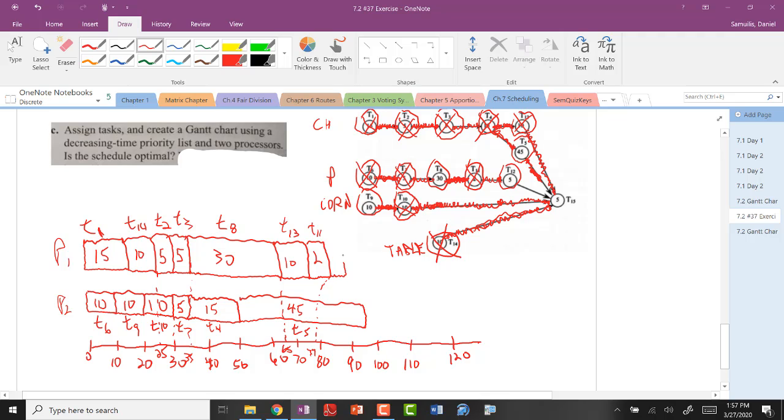Nah, that's not. 5, these bars should be adjusted. T12. Then this gets done while this is still being worked on. And then finally, the 45-minute task is finished. Then we're allowed to serve the dinner.